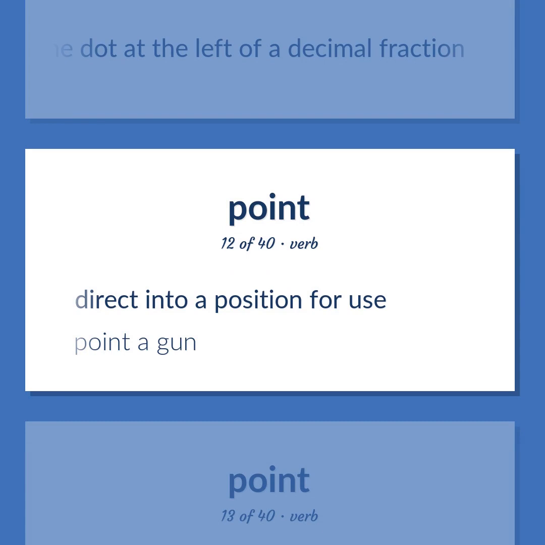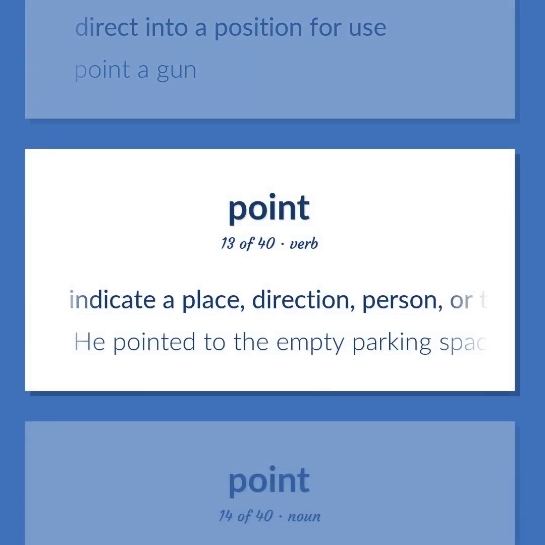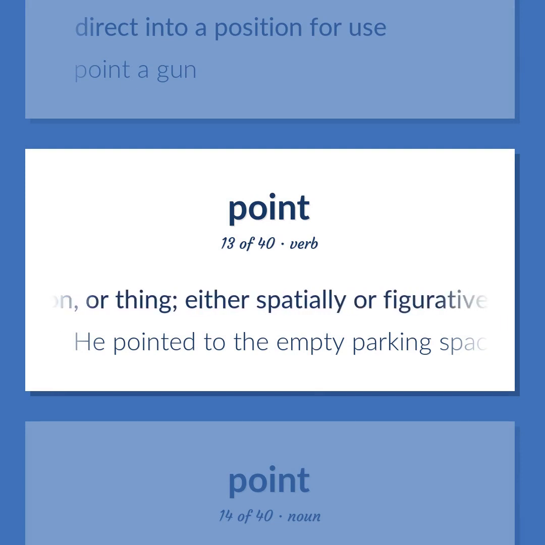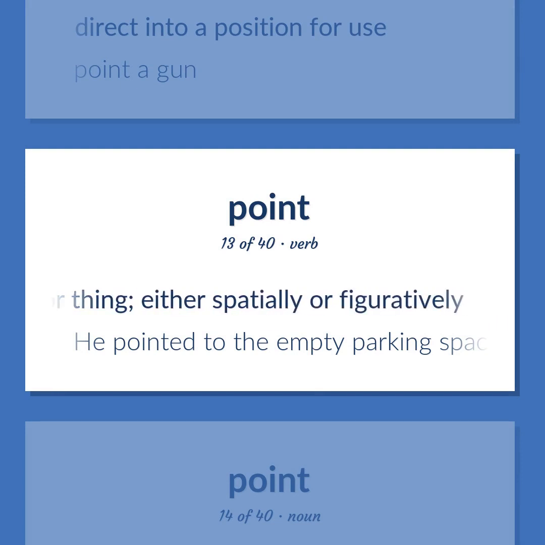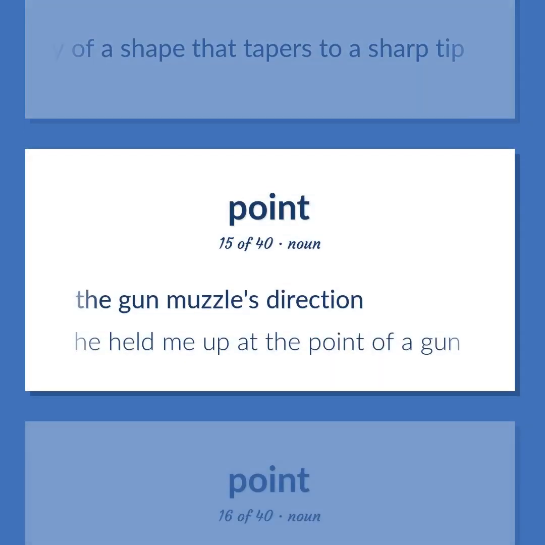Direct into a position for use. Point a gun. Indicate a place, direction, person, or thing, either spatially or figuratively. He pointed to the empty parking space. The property of a shape that tapers to a sharp tip. The gun muzzle's direction. He held me up at the point of a gun.